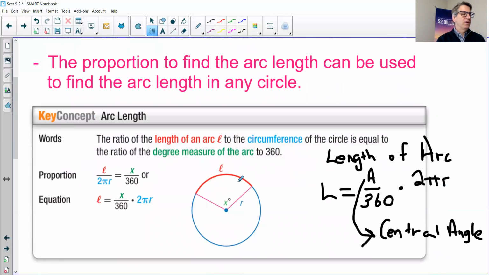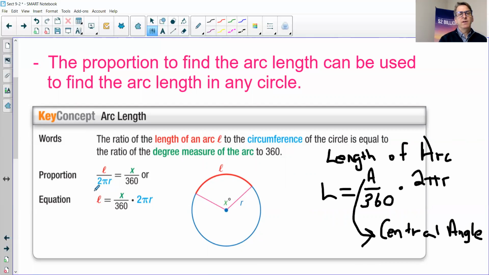All right, arc length. Basically, we're going to take the ratio of the length of an arc, L, to the circumference of the circle, which is 2 pi r, the formula for the circumference of a circle, and set it equal to the ratio of the degree measure of the arc, x, to 360. So that's going to be our proportion.